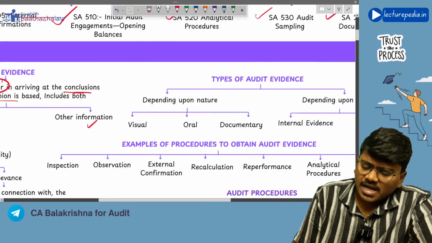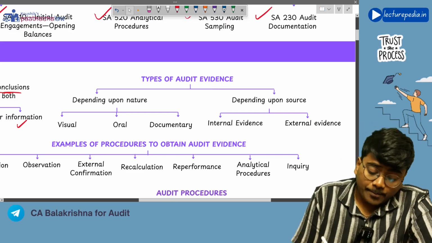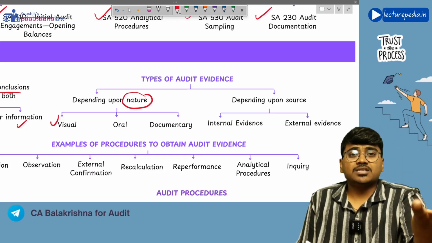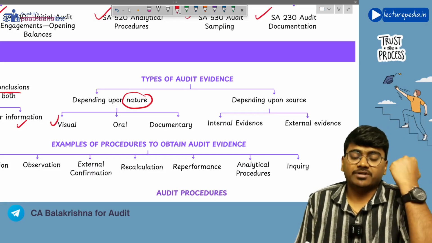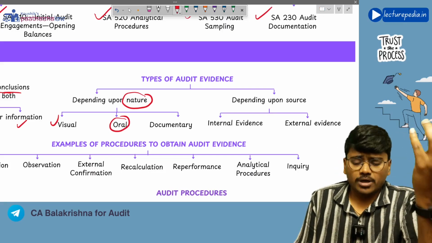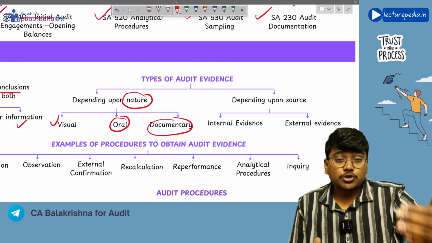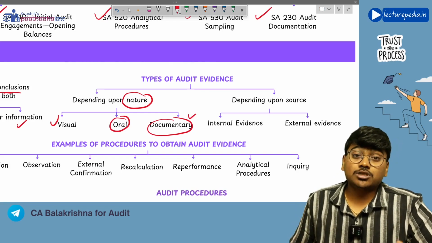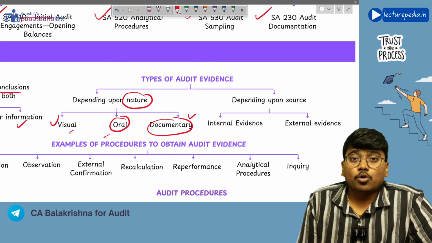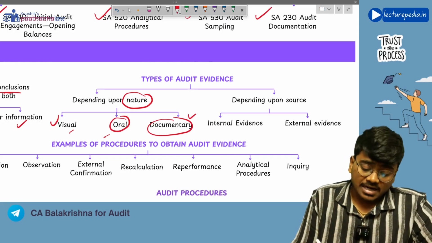Coming to the types of audit evidence based on nature, it can be visual, that means by seeing you can obtain some evidence. Next, oral, where you obtain evidence through words. And finally, documentary evidence. In audit, the auditor should obtain documentary evidence, because documentary evidence is more reliable than visual and oral evidence. This is the categorization of evidence based on nature.